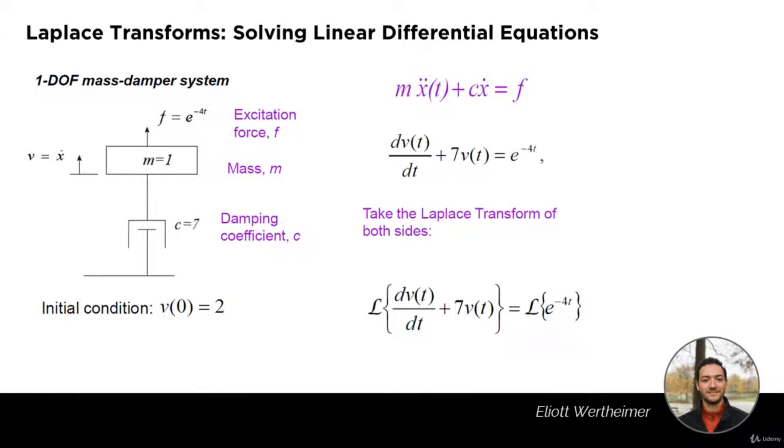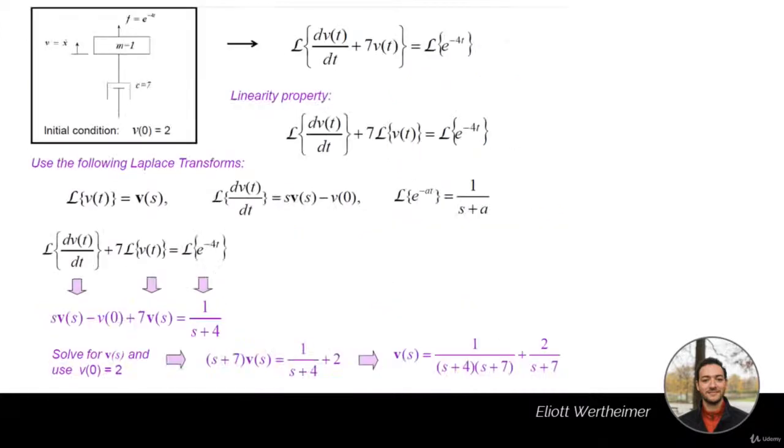So actually rewriting this in actual terms, we get that the derivative of the velocity of the mass with respect to time plus the damping coefficient 7 multiplied by the derivative of the displacement, which is the velocity, with respect to time, is equal to the force exponential minus 4t. You can note that because m equals 1, it simply disappears. So using the table I gave you before, we're now going to take the Laplace transform of both sides.